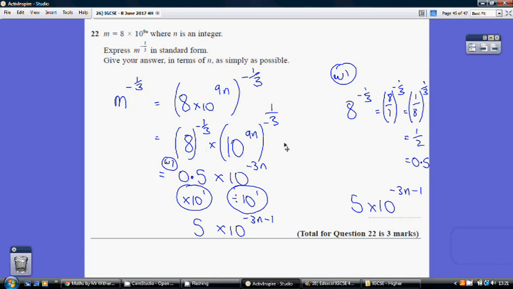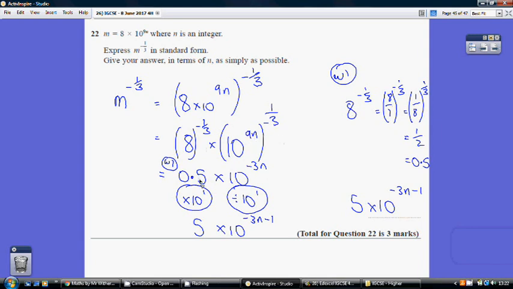But if you want to understand why, we're really saying we've got 8, which is really 8 over 1, to the minus a third. To undo the minus, we need to flip this over, so it then becomes an eighth to the third. So we then have to cube root the top and the bottom, giving us 1 over 2, which is 0.5. So when we've got a power inside the bracket and a power outside the bracket, we can multiply these two powers together. And 9n times minus a third is minus 3n. Basically it's 9n divided by minus 3.